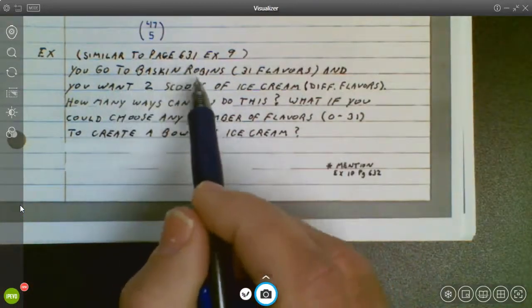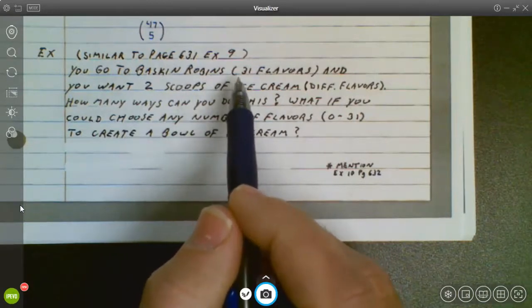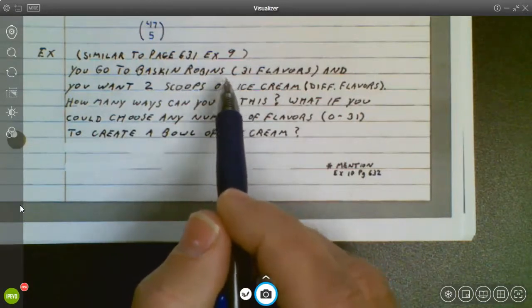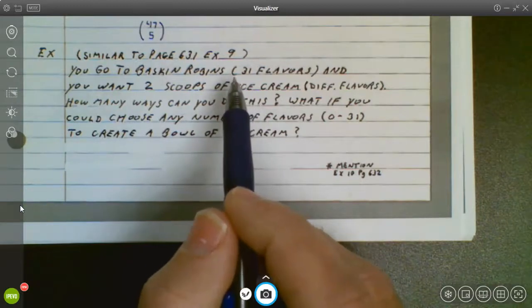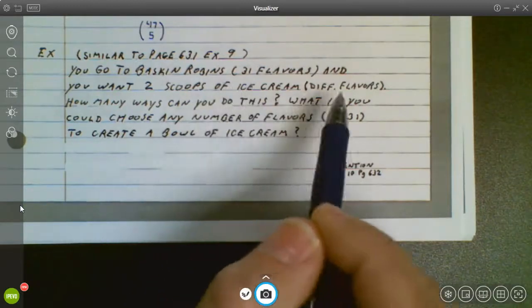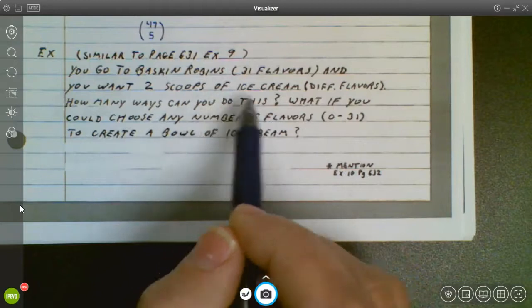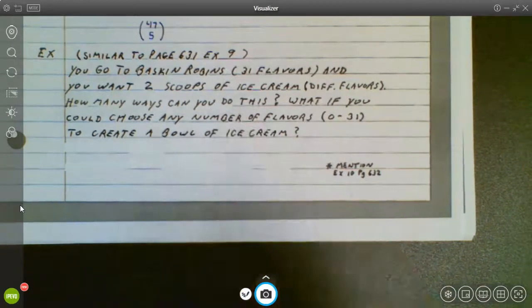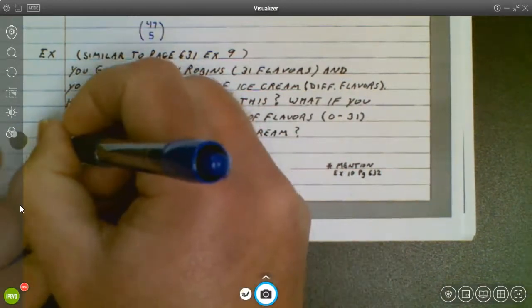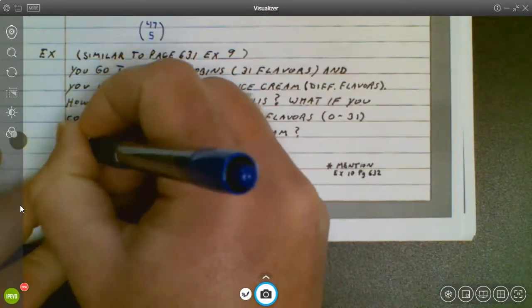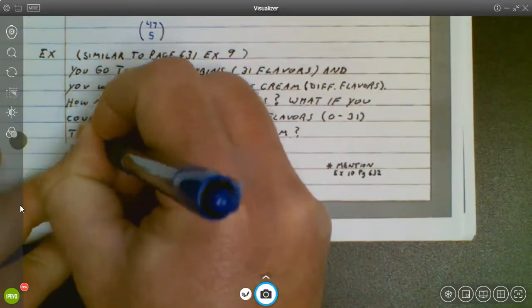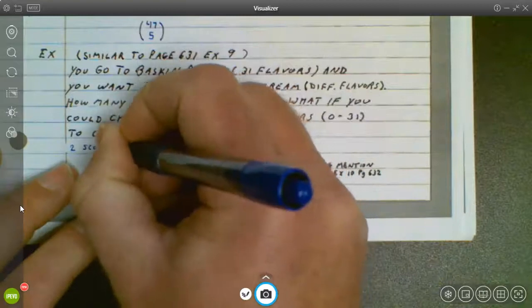I'm going to Baskin-Robbins, which has 31 flavors of ice cream. We all know peanut butter and chocolate is the best. But anyway, I want 2 scoops of ice cream, different flavors. So how many ways could I do that? So let's just answer the first part. I want exactly 2 scoops. Give me 2 scoops.